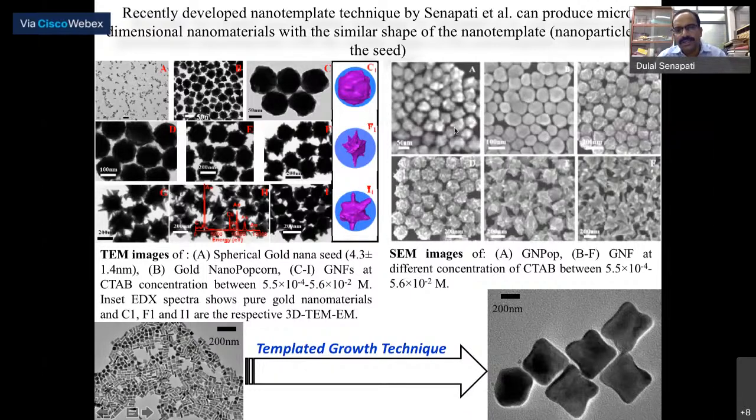You see, when we vary the concentration of CTAB from 5.5 × 10^-4 to 5.6 × 10^-2 molar, that means we are increasing the concentration. You see how it goes from near spherical at 5.5 × 10^-4, then slowly the tips appear, and at the highest concentration of CTAB, the shapes are much more anisotropic.